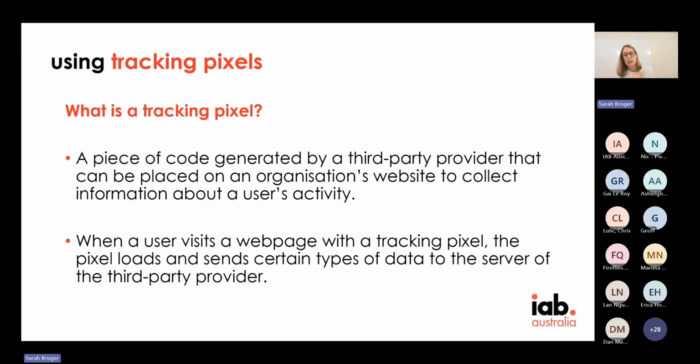So first off, what's a tracking pixel? Piece of code generated by a third-party provider that can be placed on an organization's website to collect information about a user's activity. Now, some of you here will know far more detail than that. If you don't, that's probably all you need to know to understand the basics. And for those of you on the policy side, it's really important that people you speak to in government understand that as well. So when a user visits a web page with a tracking pixel, the pixel loads and sends certain types of data to the server of the third-party provider.